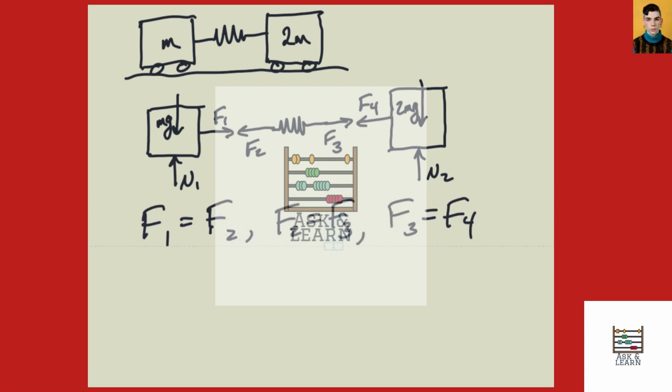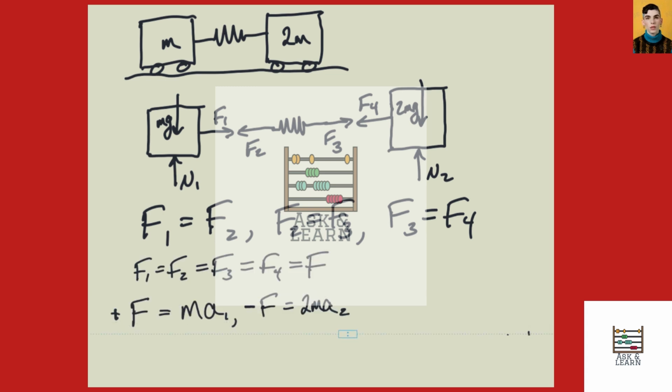We know that F1 has to be F2 because of Newton's third law. We also know from Newton's third law that F3 has to be F4. And then, because this spring has no mass, these forces have to be equal to one another. So all the forces, F1, F2, F3, F4, have to all be equal to one another. So we'll just call them F.